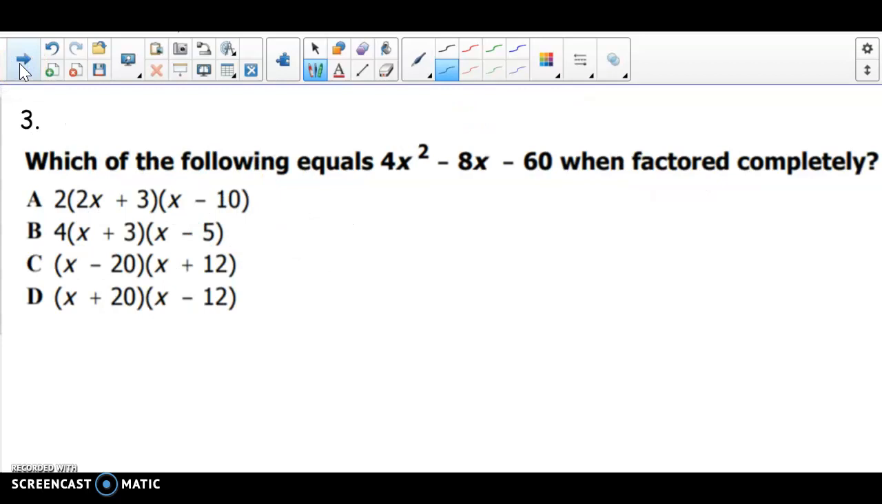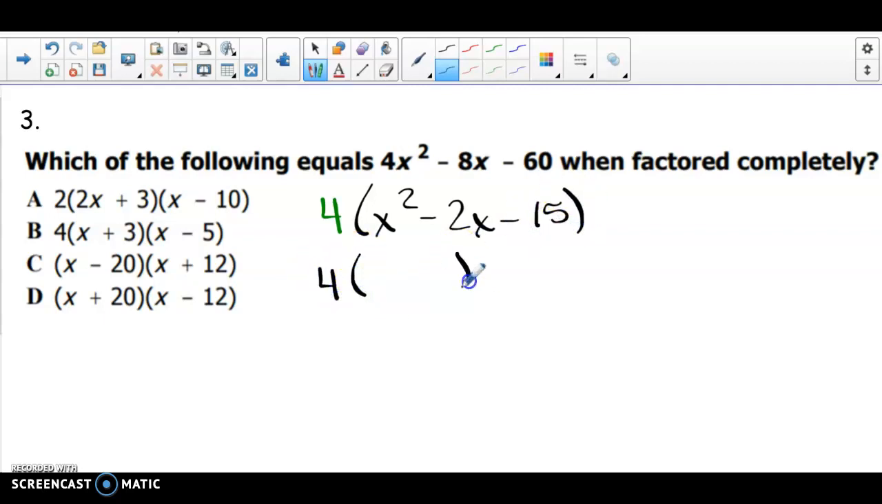Factor completely. First thing I need for you to do is always look for GCF. And in this case, we can take out a 4. Now what we have left is x squared minus 2x minus 15. I'm going to bring down my 4. I'm going to try and see if I can factor this. Only factors of x squared are x and x. Because this is a negative, that means I'm going to have 1 plus and 1 minus. What can I multiply to get 15 that when I subtract, I get a negative 2? 5 and 3. And there's my answer.